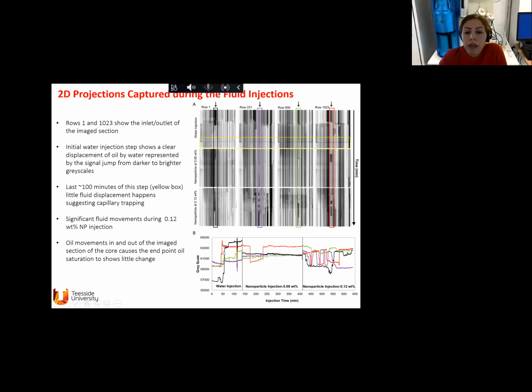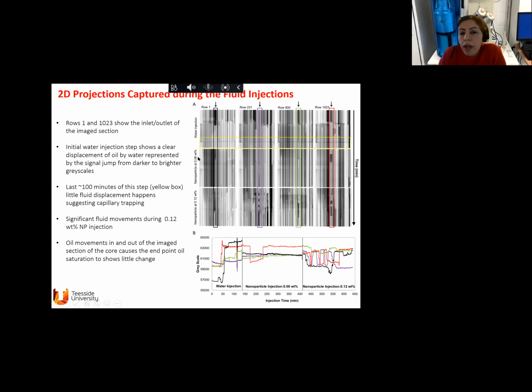So this is captured very clearly: the signal jumps, as that oil is removed from the pore space. What you can also see is that for about 100 minutes, this yellow box, at the end of this water injection, not much is happening. You're injecting water, multiple pore volumes, and there's no special movement being detected. This reflects that everything else in there is trapped under capillary forces. You're not going to produce that trapped oil if you're not changing one of the parameters of the system.